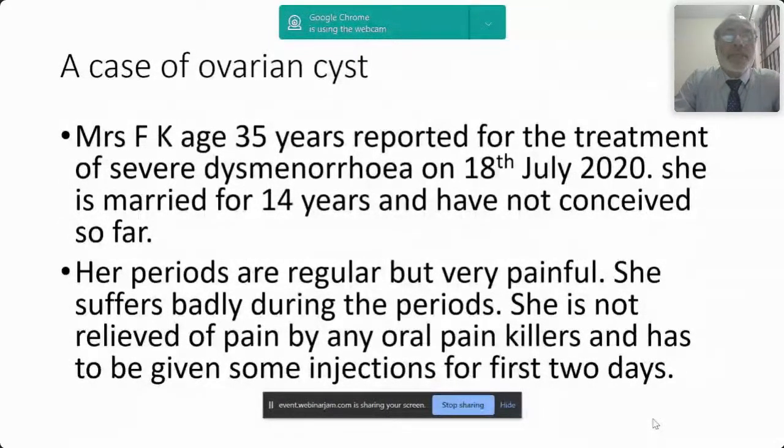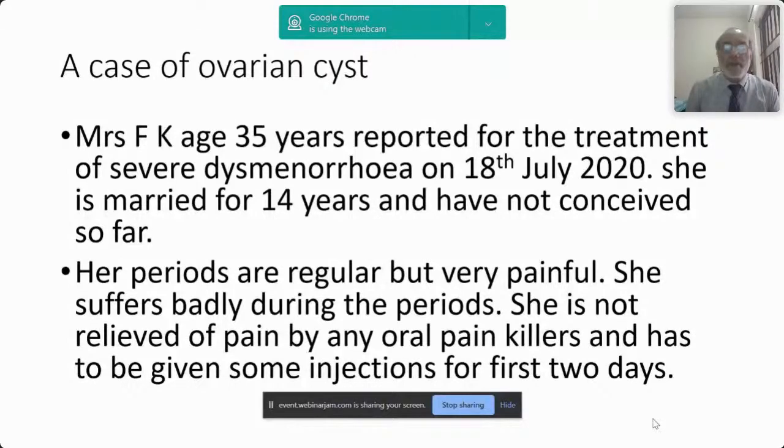This is Mrs. FK, 35 years, who reported. This is a case we dealt with last week. So I just prepared it in a hurry, but everything is there. A 35-year-old reported for the treatment of severe dysmenorrhea on 18th July. She is married for 14 years and has not conceived so far.